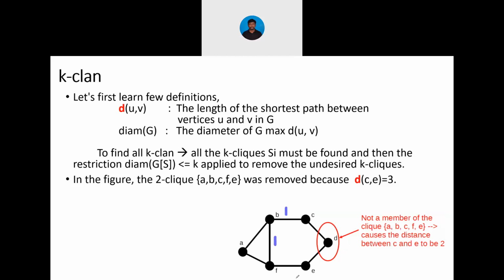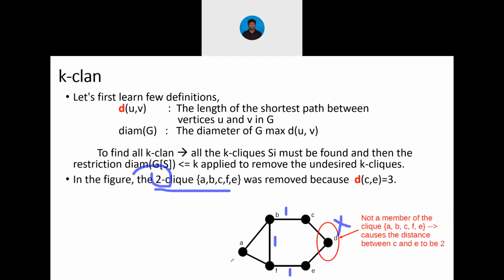D to F, the distance will be 1. And F to E, the distance will be 1. Since in this two-clique, D has not been considered. Right? It has not been considered because it is a two-clique. For each and every node, if it is reaching, the maximum distance will be 2. Okay, got it? And hence, while considering this two-clique, it consists of A, B, C, F, E only.